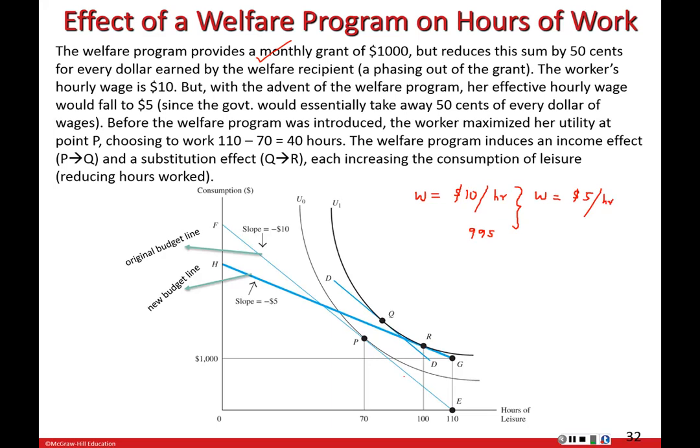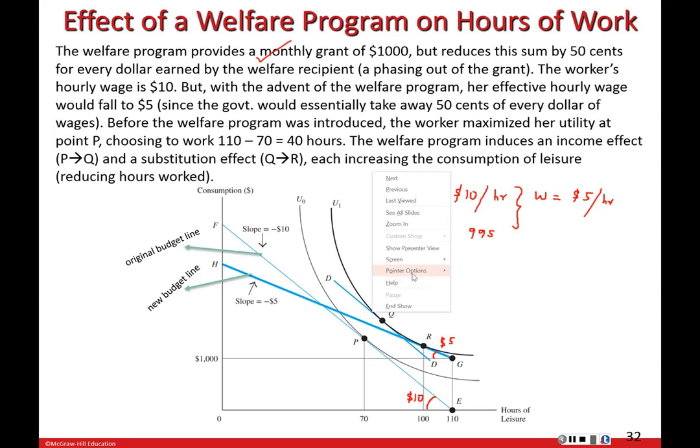So that is why if this slope here were the original wage, if the original wage were $10, then if you decide to partake in this program, your wage is going to be this slope, which is $5. So the new budget line is this one here, right?